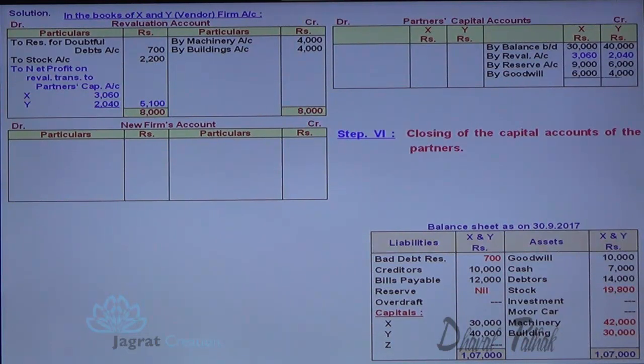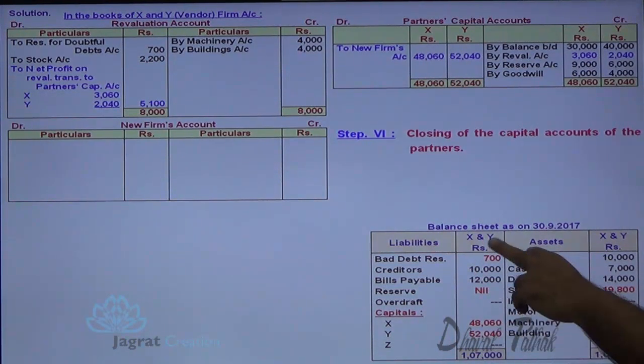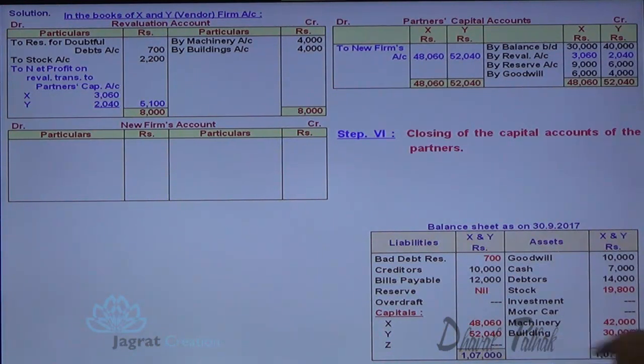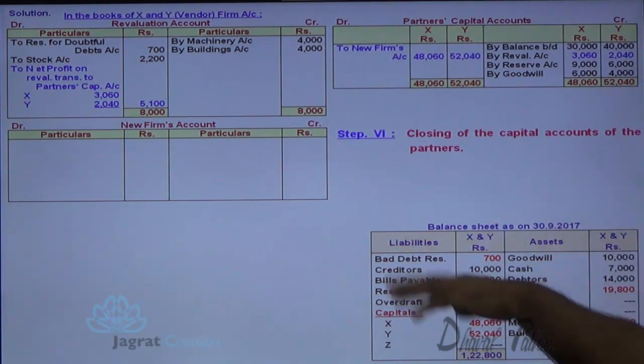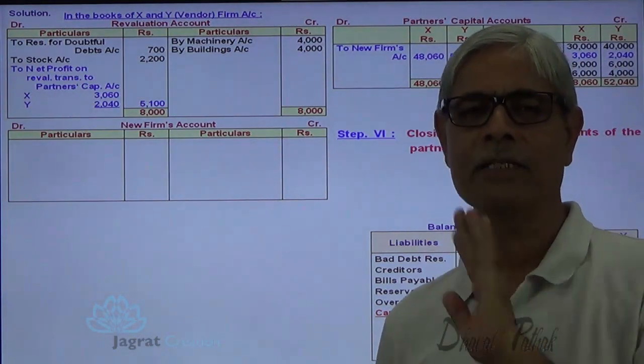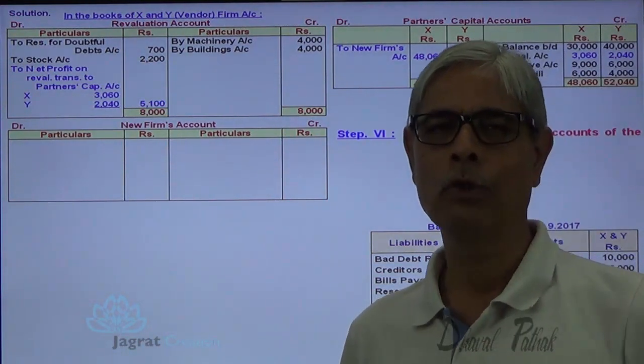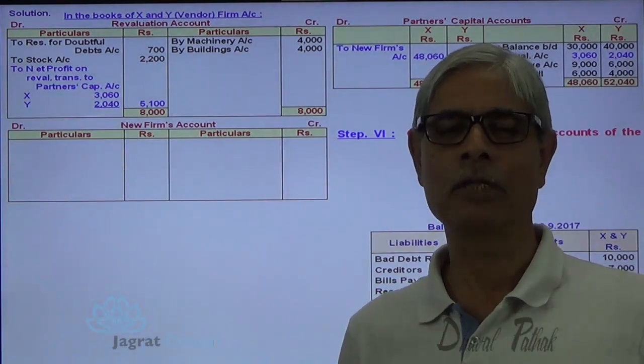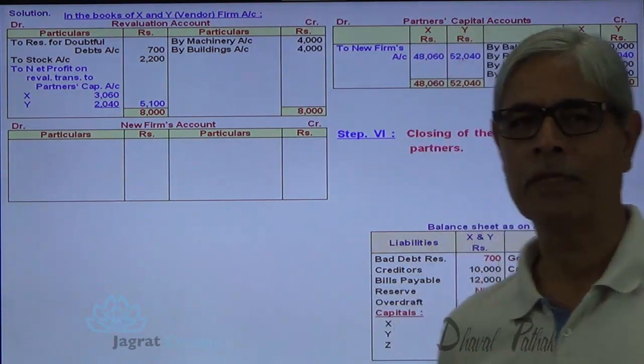Now close the capital accounts. They have to be transferred to the new firm account. So this is the balance sheet. In light of all this adjustment, the balance sheet total should change. 122,800. Now this balance sheet is ready for transfer to the new firm. All the assets, liabilities and capital accounts will be transferred to the new firm. For that transfer, I will write down the journal entry. That's an important point of this sum.